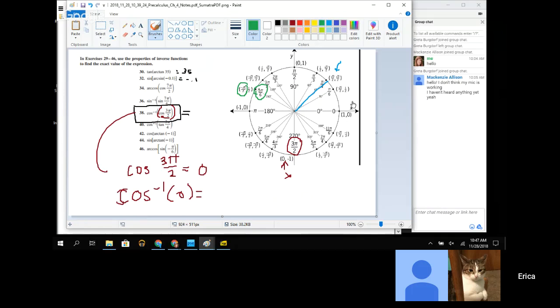So what you have to remember is that the cosine is actually only valid up here. So what I want to do when I find the inverse function is find where x equals 0. Well, it equals 0 up here at pi over 2. So the inverse cosine of the cosine of 3 pi over 2 isn't 3 pi over 2, it's just pi over 2.